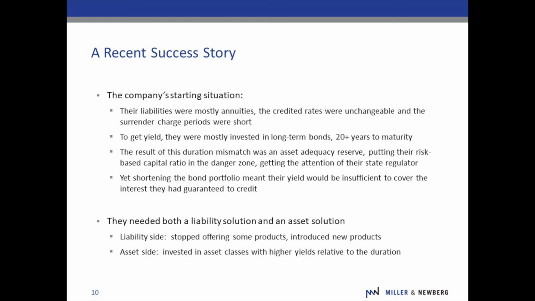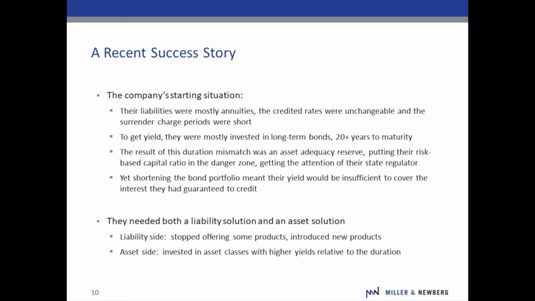But to fund the credited rates that they had guaranteed on these annuities, they needed a decent amount of yield. And so to get that yield, they were mostly invested in long-term bonds, so 20 plus years to maturity. And so their prior actuary recognized that this was a problem. Having a bunch of assets that are 20 plus years to maturity, not having a whole slew of them maturing in 1 or 2 years when the surrender charges are ending on these annuities, when people could leave, this company could end up having a real problem here.